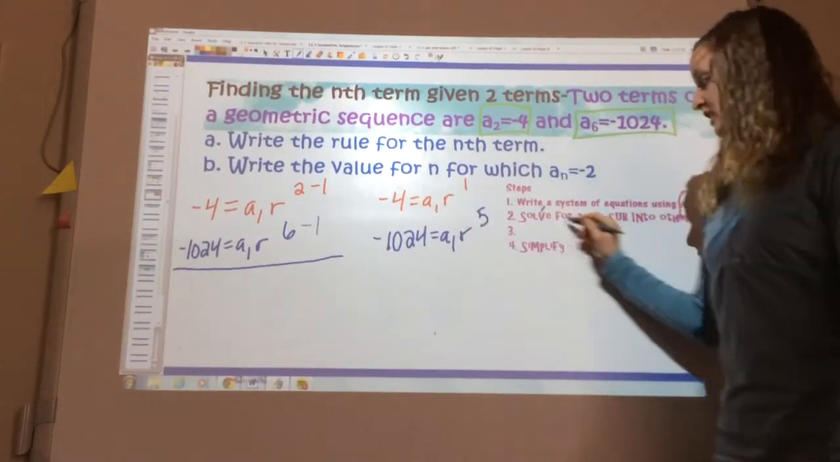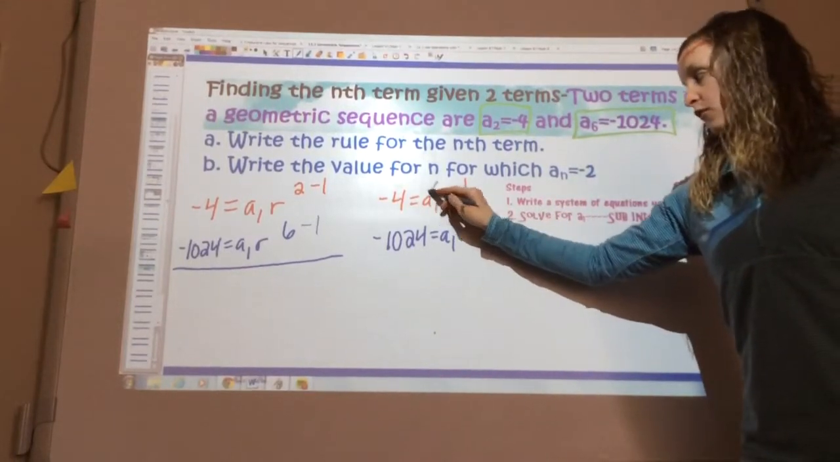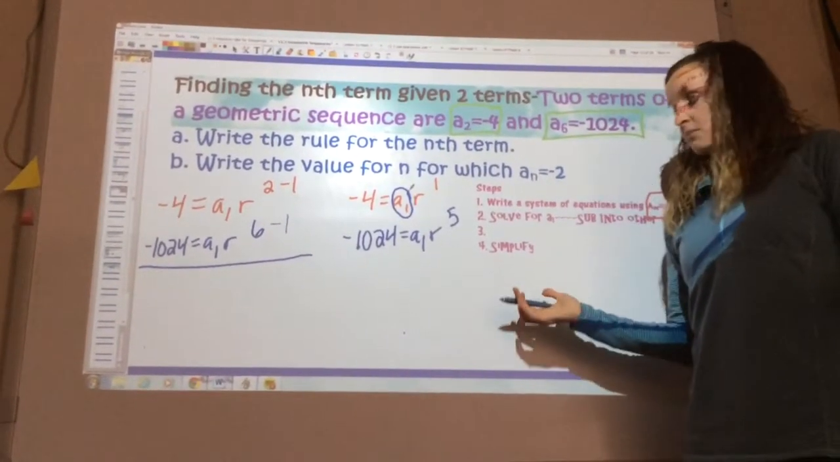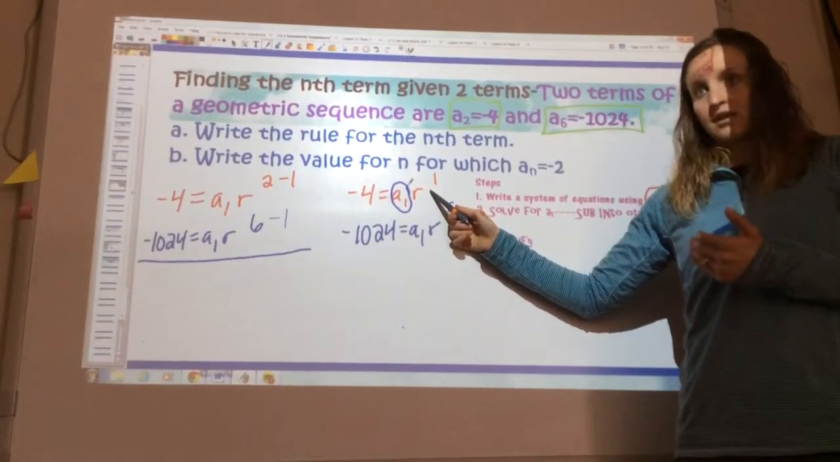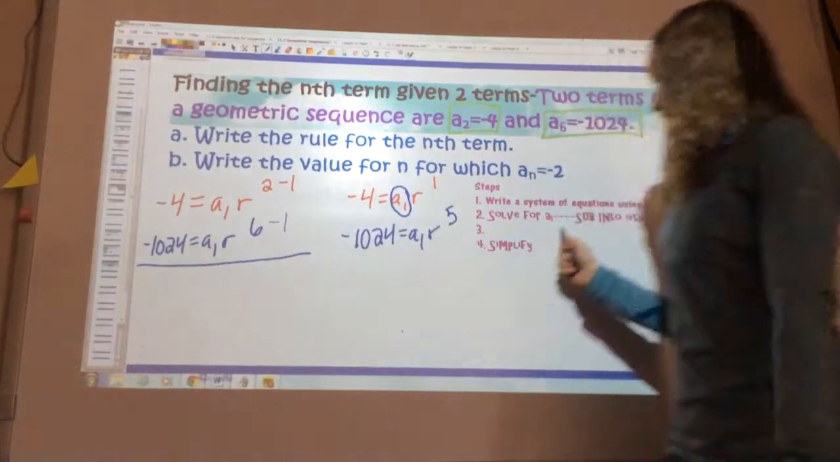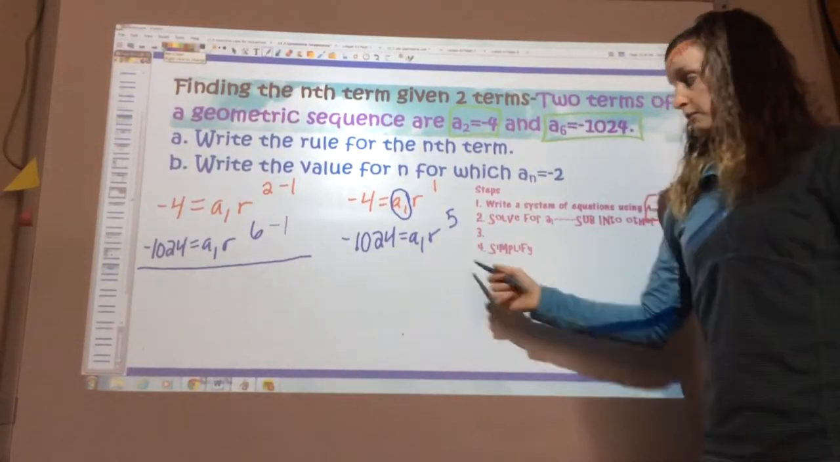Now you can do it on either one, but I also wrote it down right here. We actually want to solve for a sub 1 for one of them. It doesn't matter which one, but I would probably say this one because your r is just to the first power. Alright, so if we do that, because after we do that, we're going to substitute it into the other equation to be able to solve for r.